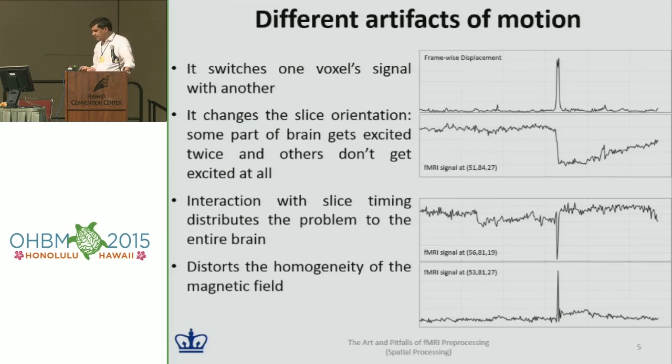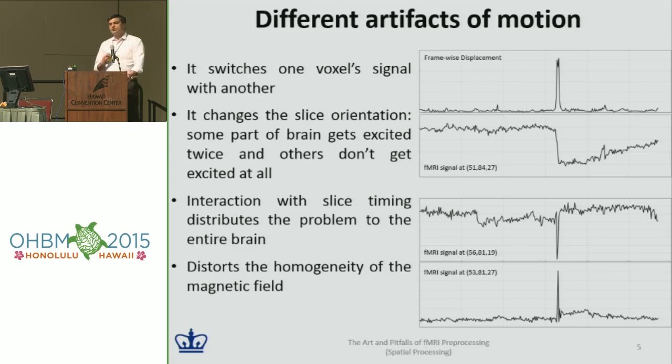And as you can see, this is, again, the same data, same subject, just looking at different voxels. And as you can see, the effect of the motion on the different voxels is completely different, right? Here, it jumps down to another level, and it continues from there. Here, you have a very sudden drop in the signal. And in another voxel, you have a very sudden peak at that location.